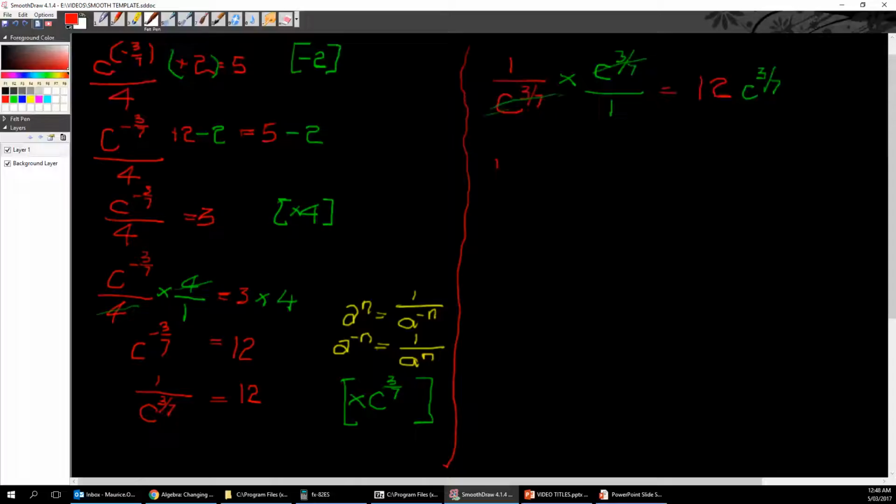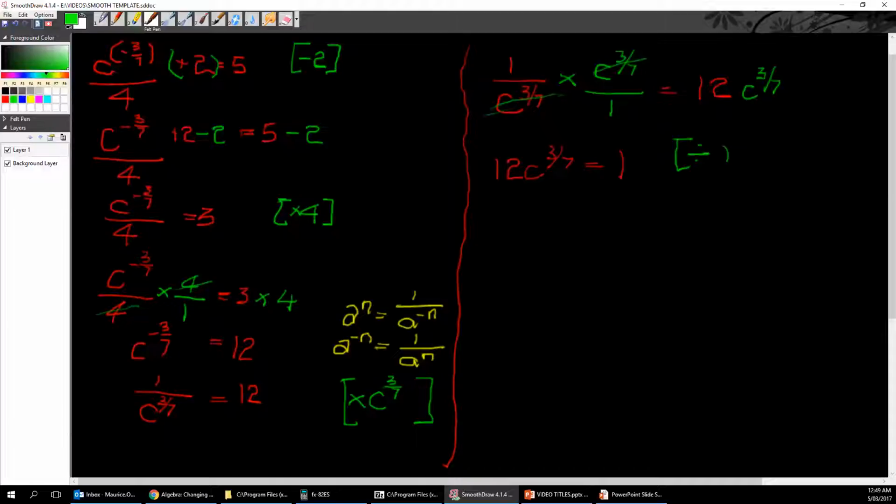What we get now is 12 c to 3 over 7 equals 1. And going through with our green here, I'm going to divide by 12 now.